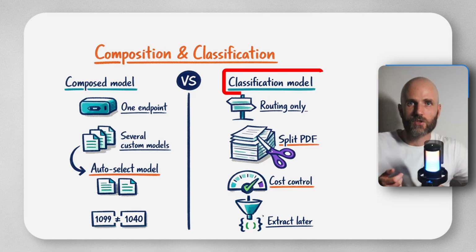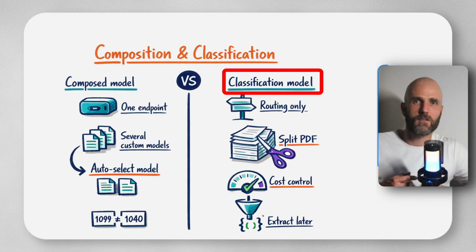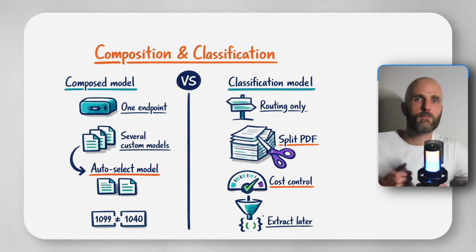A classification model does routing and splitting without extraction. That's useful if I want to control cost, or I just have a big PDF that is really multiple documents stuck together and I want to split first, then decide what I will extract. So custom is not scary. It's labeling examples, training, and then using composition or classification so the right model gets picked without me hard coding a mess.